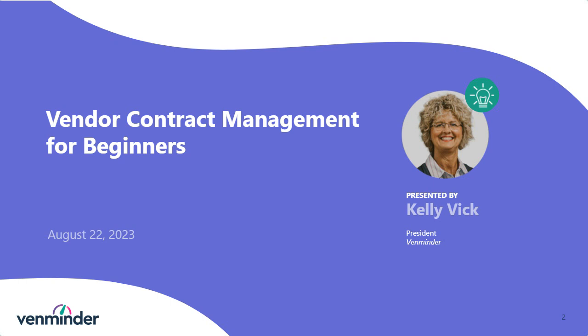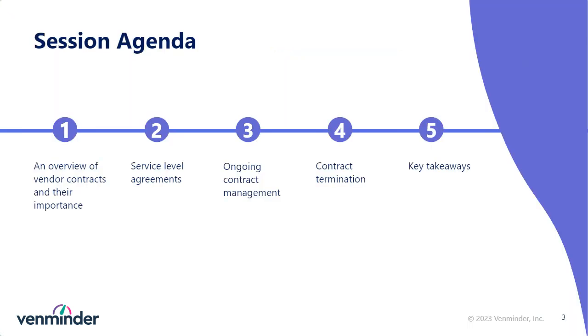So taking a quick review of the agenda, we're going to first start by doing an overview of vendor contracts and why they're so important to you. Then we'll move into talking about service level agreements. Another very important topic is why ongoing contract management is as important as putting the contract in place. And then we'll end by talking about ways contracts can terminate. So let's dive in.